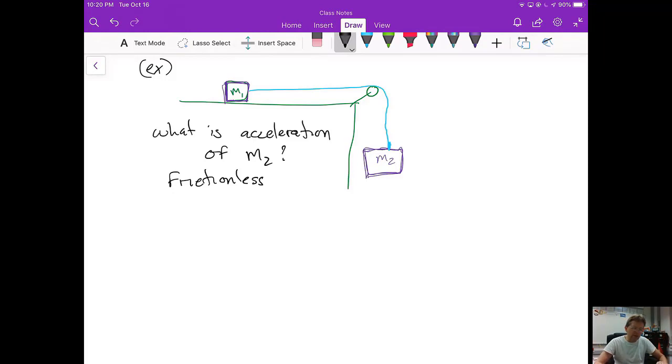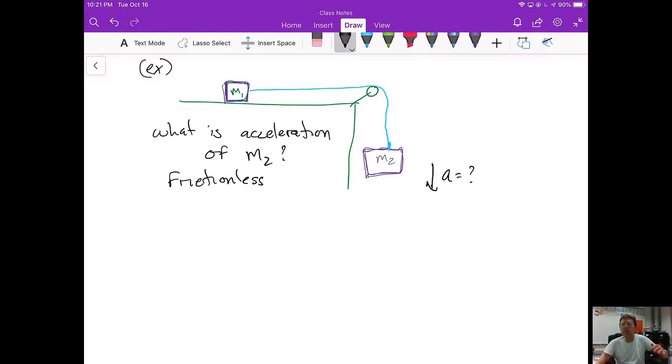So the first question is, what is the acceleration of M2 as M2 falls? And the acceleration of M2 as M2 falls is not the acceleration due to gravity. A common mistake here is to just assume that it's the acceleration due to gravity and then solve the problem using that. But why is it not? If I want to know the acceleration of M2 in the downward direction, why is it not the acceleration due to gravity?